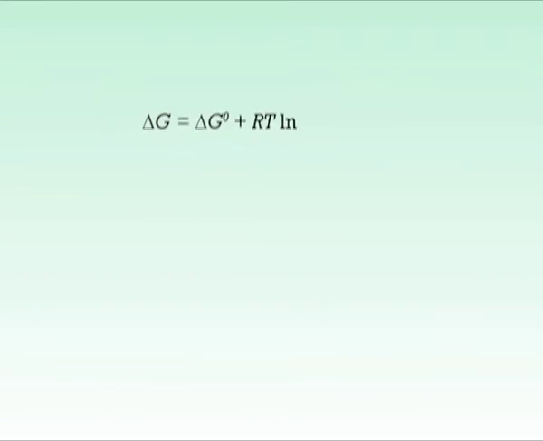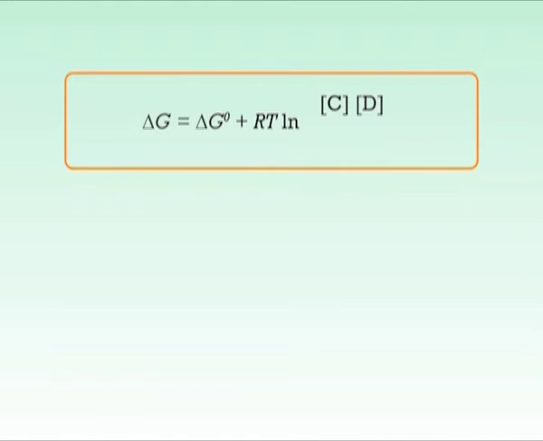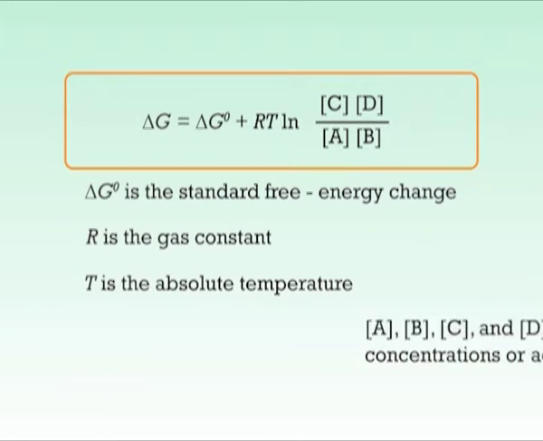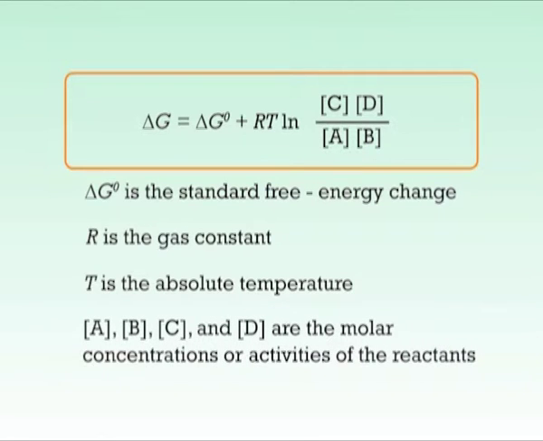When a reacting system is not at equilibrium, the tendency to move towards equilibrium represents a driving force, the magnitude of which can be expressed as a free energy change for the reaction, delta G. The delta G of this reaction is given by delta G equals delta G naught plus RT ln of the concentrations of C and D divided by the concentrations of A and B, in which delta G naught is the standard free energy change, R is the gas constant, T is the absolute temperature, and A, B, C and D are the molar concentrations or activities of the reactants. Let's take this as equation number 1.